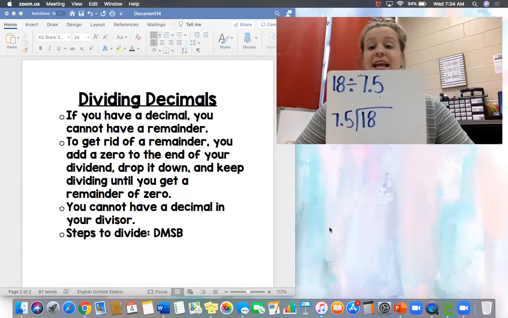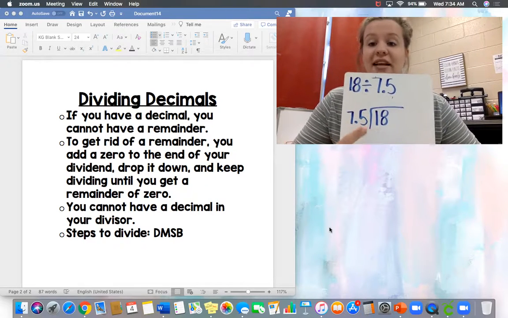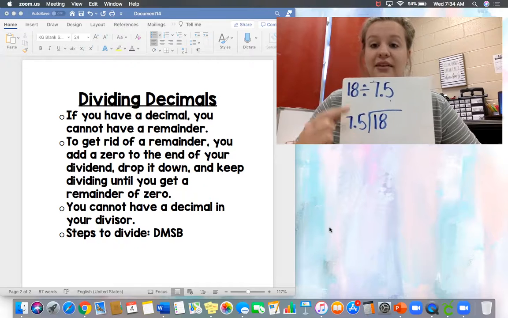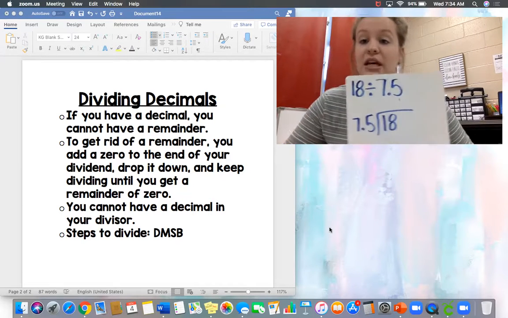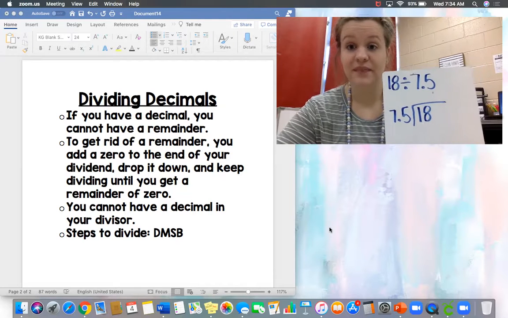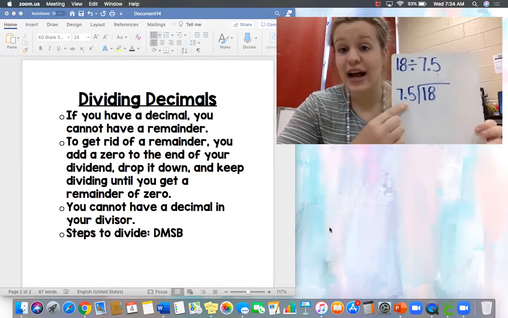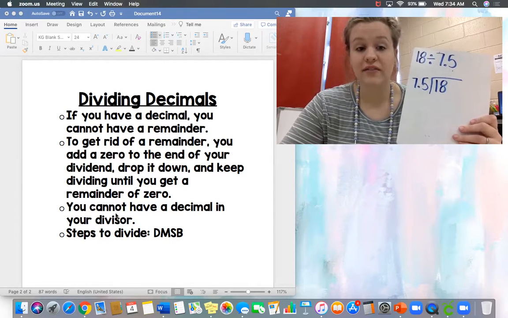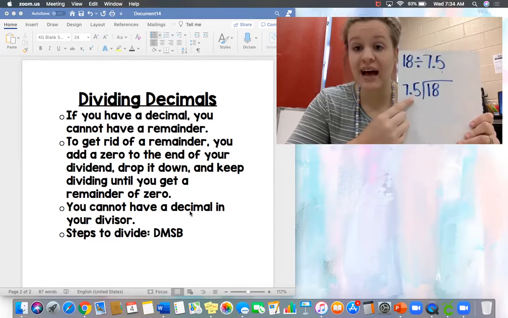Alrighty, so you should have it set up like this. 18 is your dividend under the house, 7.5 is your divisor outside of the house, and then your quotient will go on top of the house. What are we going to have to do before we can do anything else? We have to make our divisor a whole number, right? You cannot have a decimal in your divisor.